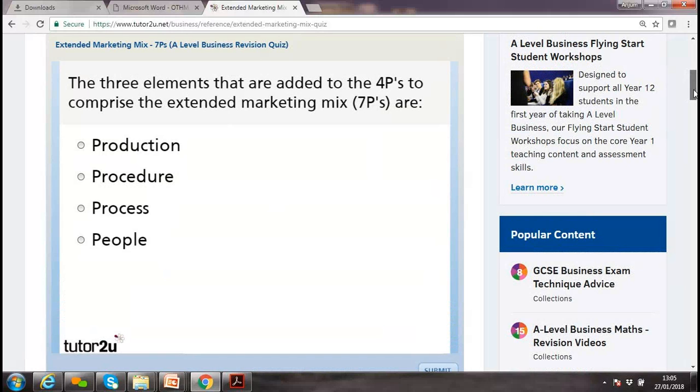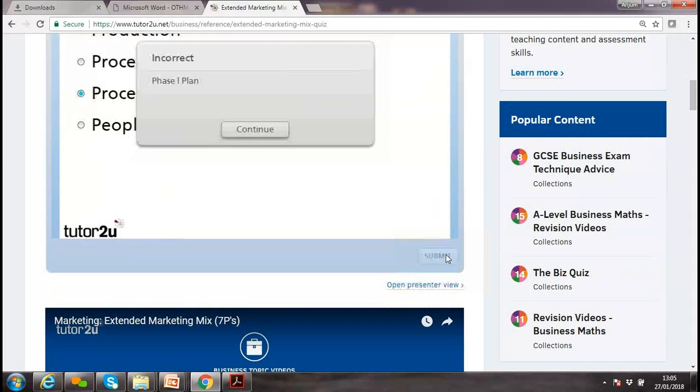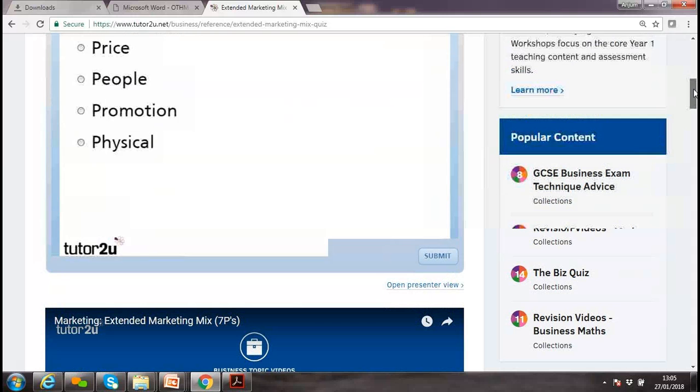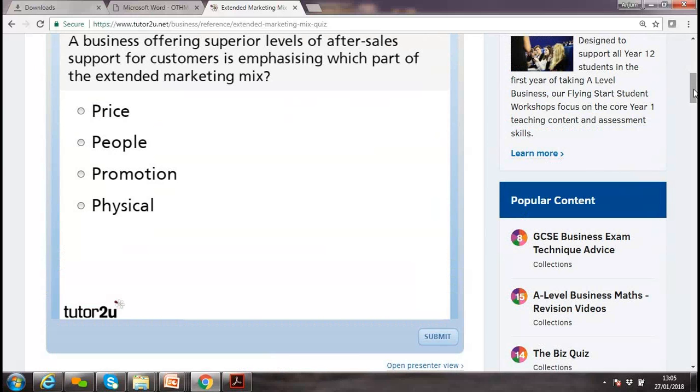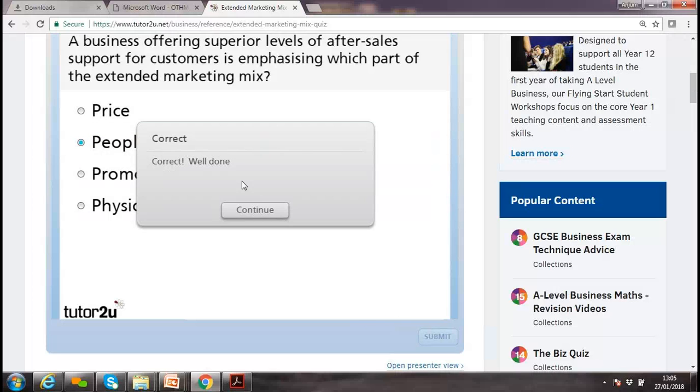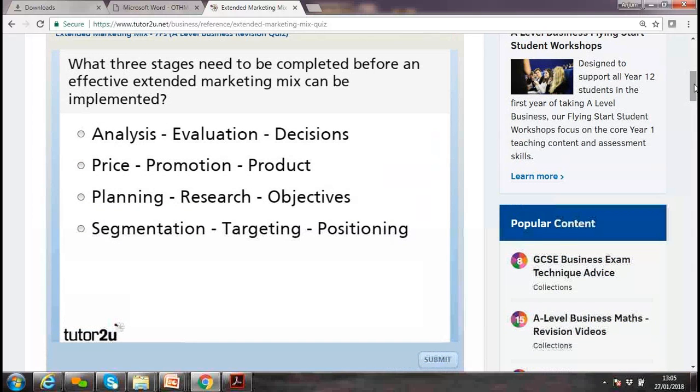Next, the three elements that are added to the 4 Ps to comprise the extended marketing mix are: process. No. Okay, we'll do that. A business offering a superior level of after sales support for the customer is emphasising which part of the extended marketing mix? People. Yeah, people. Well done. Correct.